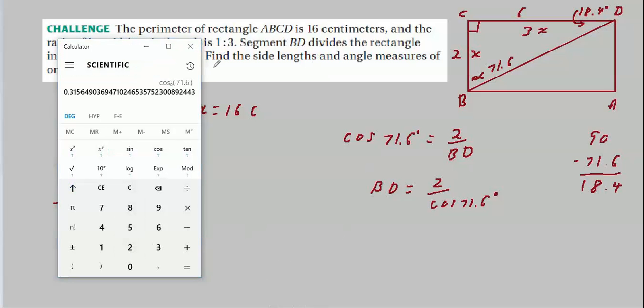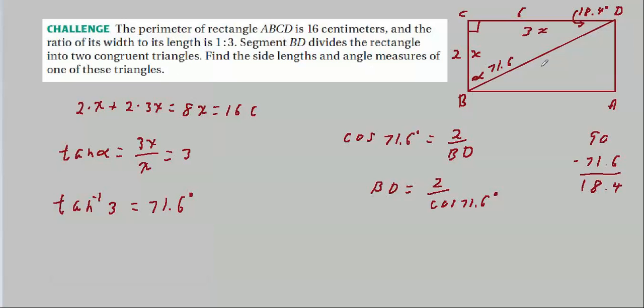Now we have the cosine of 71.6 degrees, and what I should do is make sure that that's in memory. Okay, now I take 2, divide, memory recall, and see what we got. 6.33. Actually, I think that rounds off to 6.34. That's one way to do it.